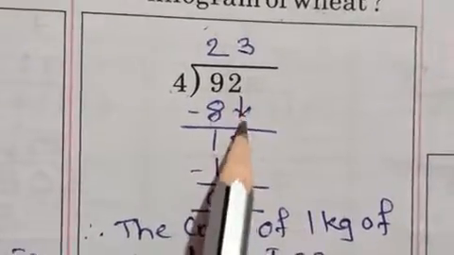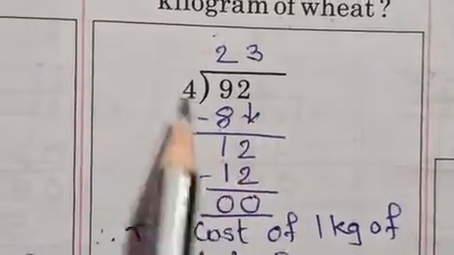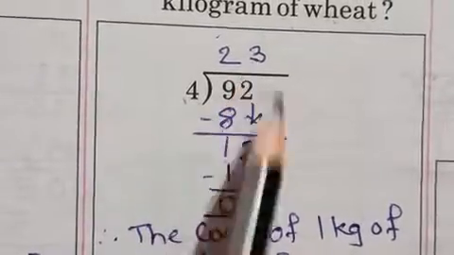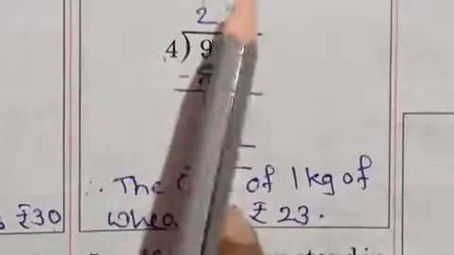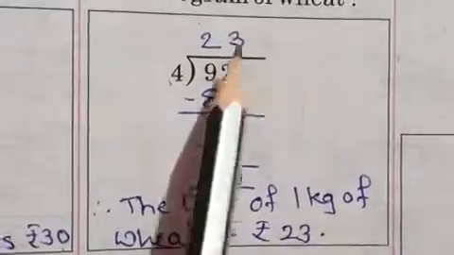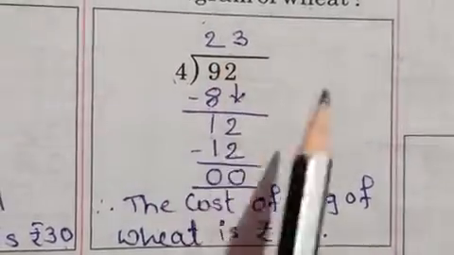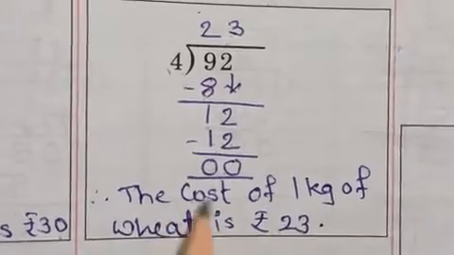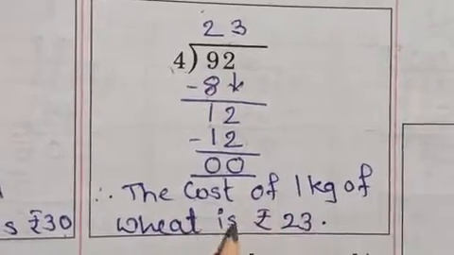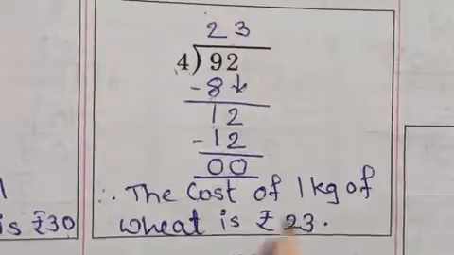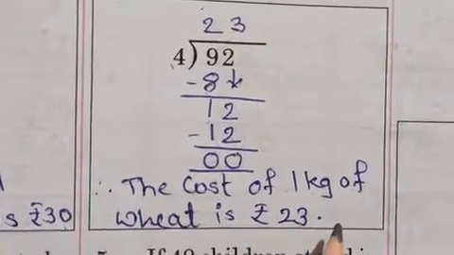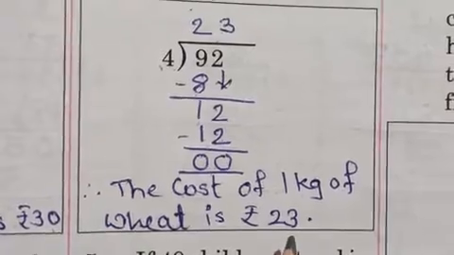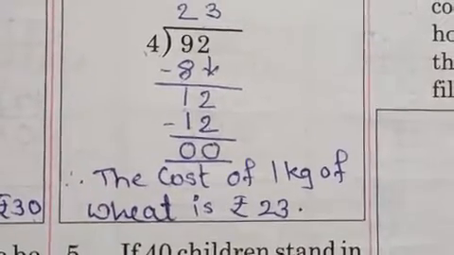So now this 2 will come down. So 12 is divisible by 4. Yes, so 4 3s are 12. So 12 minus 12, you will get the answer 0. So the remainder is 0 and the quotient is 23. Therefore your final answer is: the cost of 1 kg of wheat is rupees 23. Is that clear everybody? Okay.